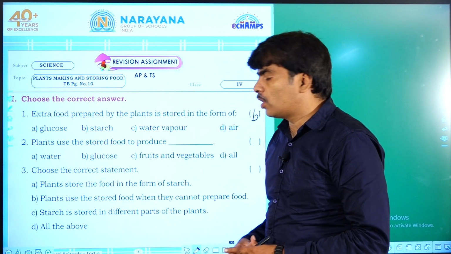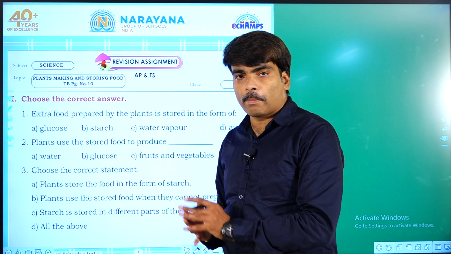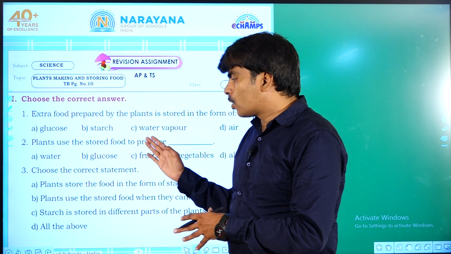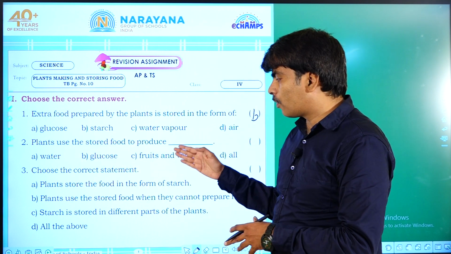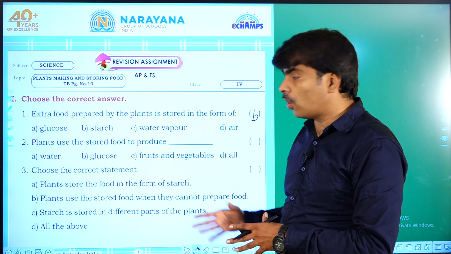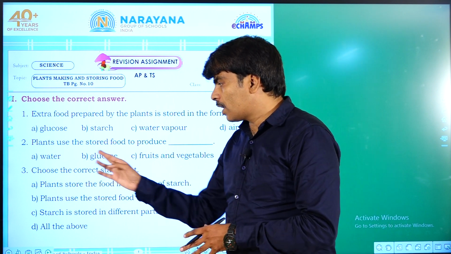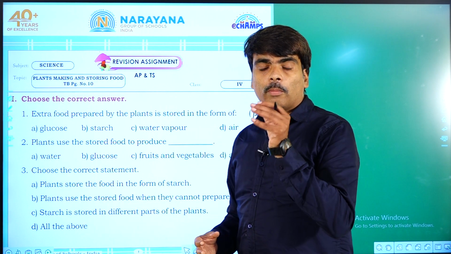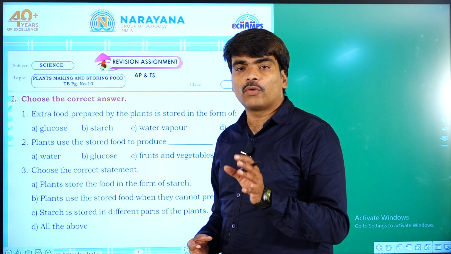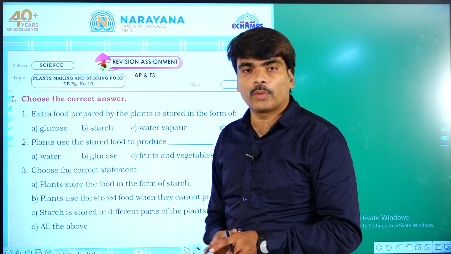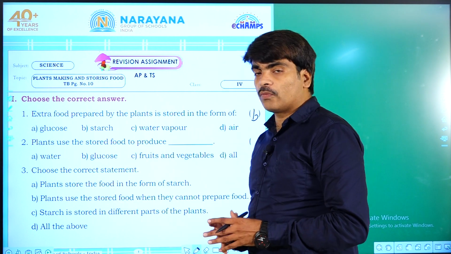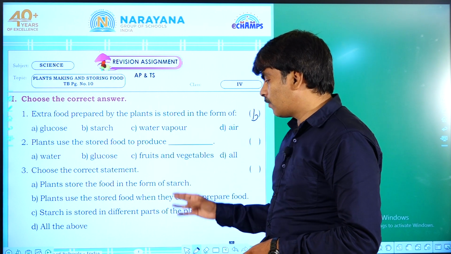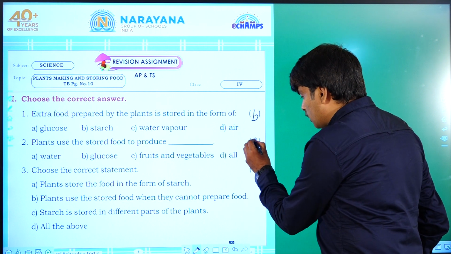Plants use the stored food to produce. The stored food in the parts of the plant is used by the plant. Is it to produce water, or glucose, or fruits and vegetables, or all the options given? Water and glucose are not the answers. Water is a required factor for photosynthesis. Glucose is the form of food prepared by the plant, whereas the stored food is used by the plant to produce various parts such as fruits and vegetables. So our option is C.